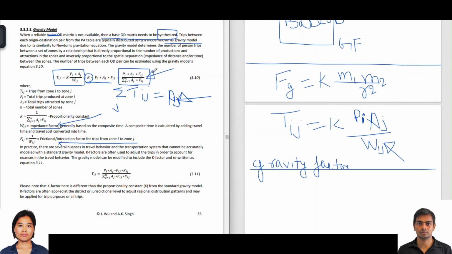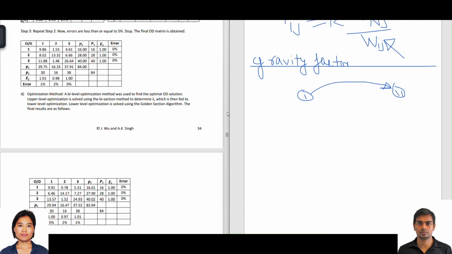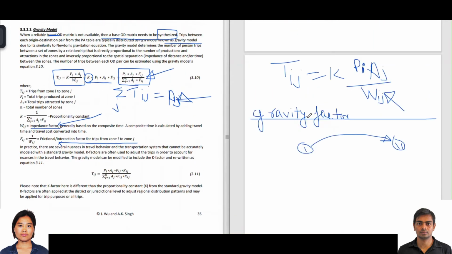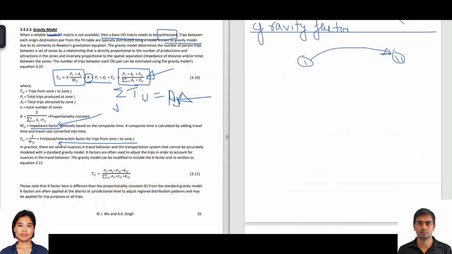Again, this is not a single number which is accurate. There is an infinite set of solutions, and this is just one of the assumptions, that trips between, let's say, origin 1 and destination, let's say, 11, will be dependent on the impedance factor. That's the assumption here, and based on this assumption we are trying to select one of the infinite set of solutions.